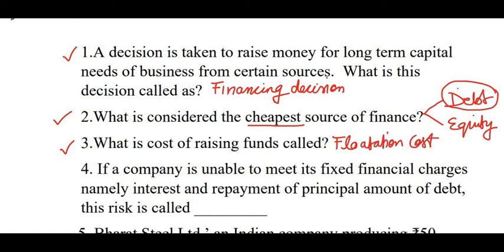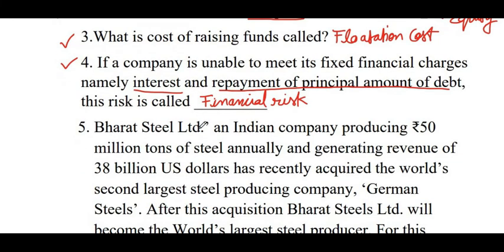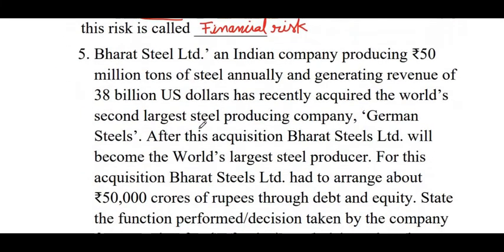Okay. Now coming to this fourth question. If a company is unable to meet its fixed financial charges like payment of interest and repayment of principal amount of debt, what is this risk called as? So this risk is called as financial risk, and this happens when you take debt. Let us see the fifth question now.